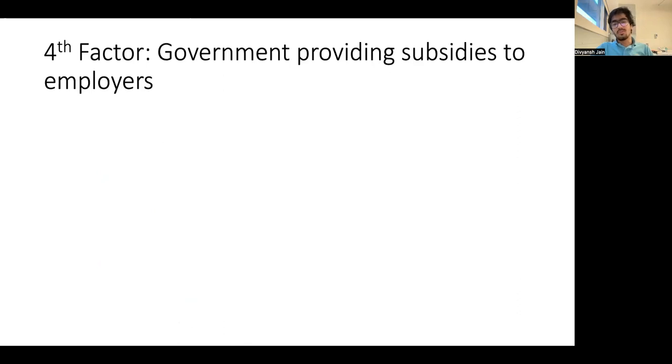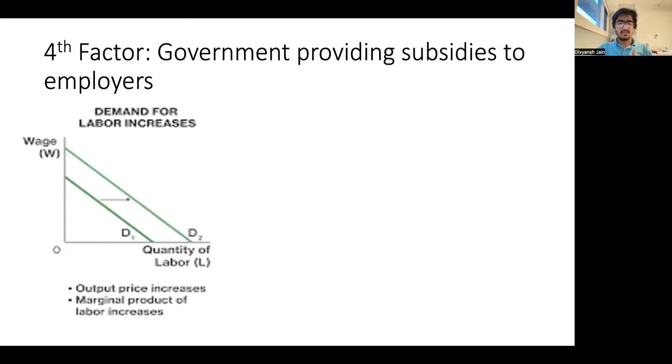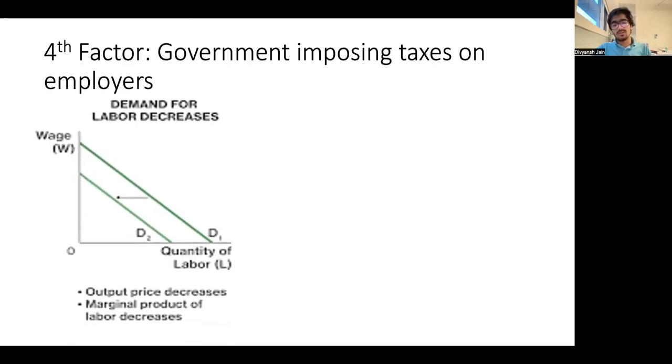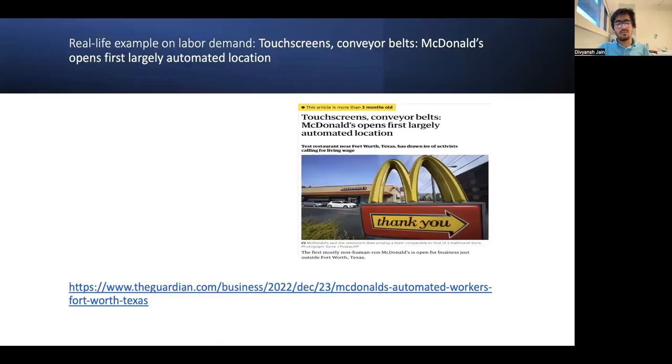Government providing subsidies to employers. What this means is that if employers gain subsidies, then they have sufficient money to hire a lot more workers at the same time. So the demand curve for labor will shift to the right in this case. And when government imposes taxes, then it's the other way around, because the employers don't have a lot of money to give wages to workers. So in this case, the labor demand curve will shift to the left.